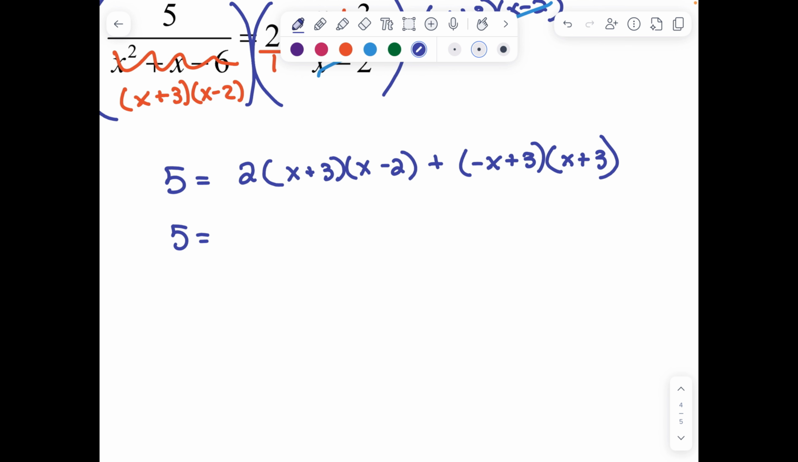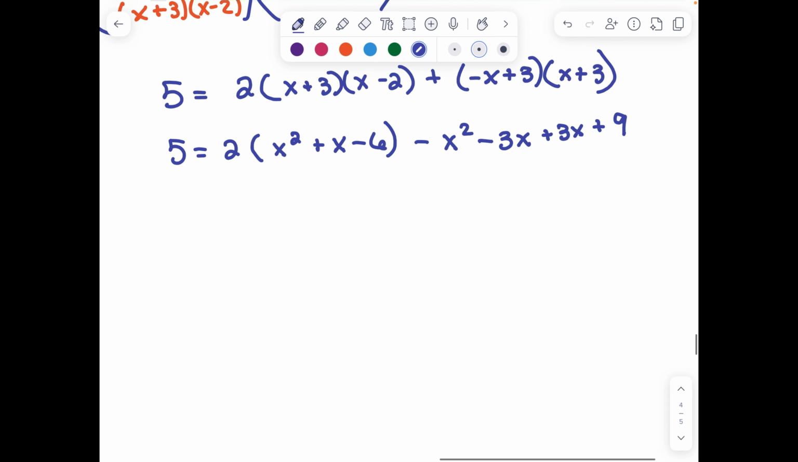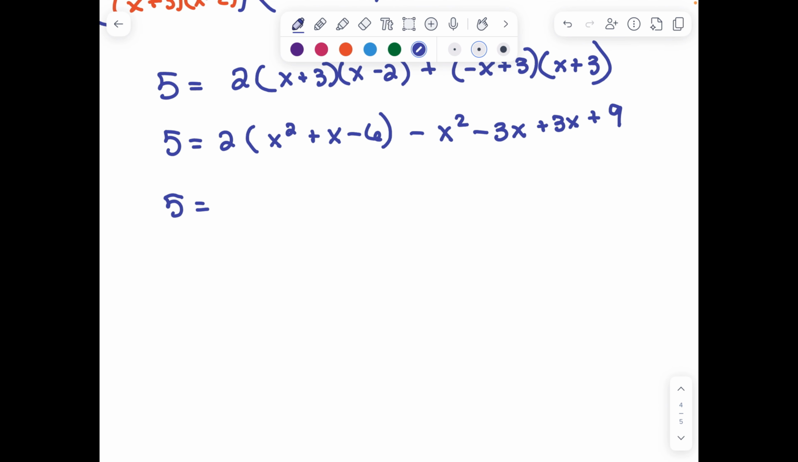So we have 5 equals 2 times x squared plus x minus 6. Now we have minus x squared minus 3x plus 3x plus 9. So this gives me 5 equals 2x squared plus 2x minus 12 minus x squared plus 9. Our -3x and +3x cancel out.